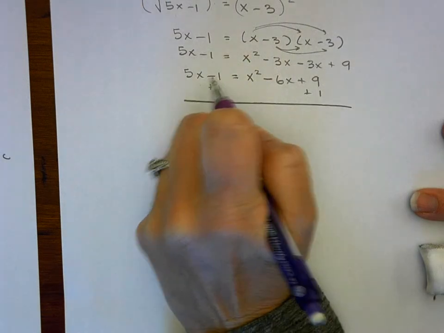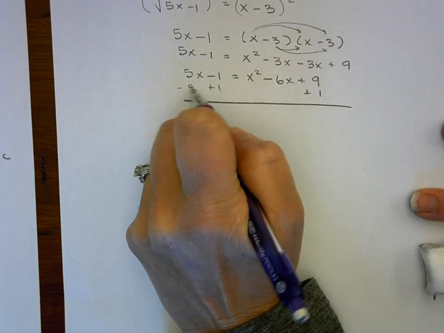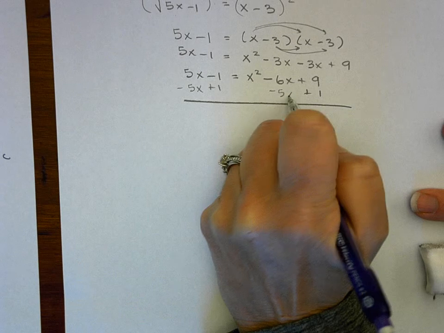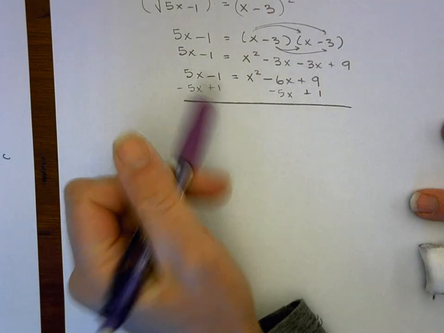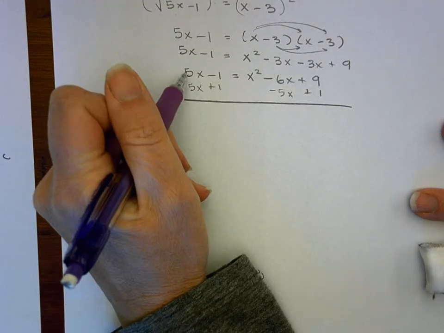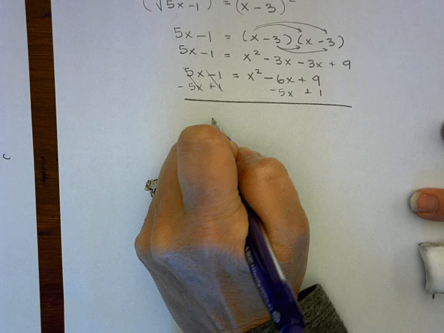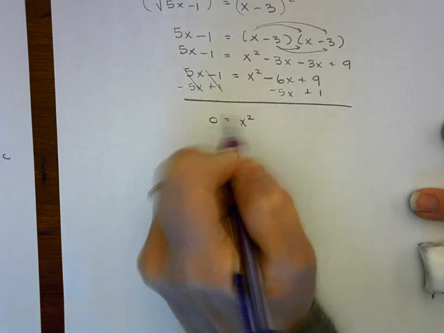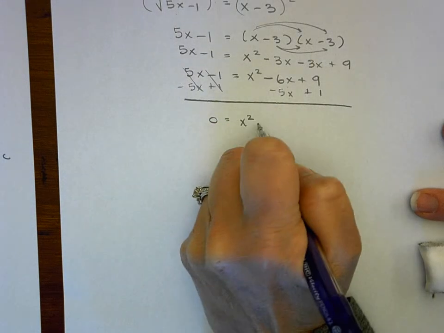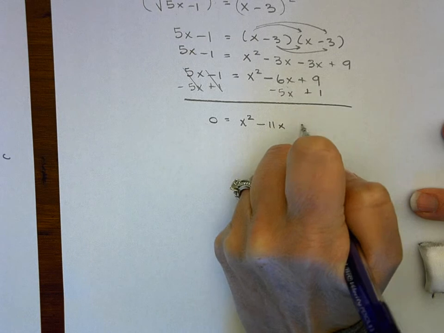And then at the same time, I'm going to go ahead and subtract 5x to the negative 6x. That's just to save a step. So all of this will turn into 0, right? So 5 minus 5, negative 1 plus 1. And then negative 6x and negative 5x. And then 9 and 1.